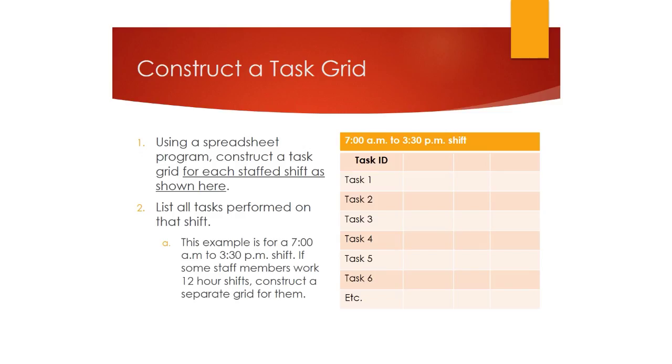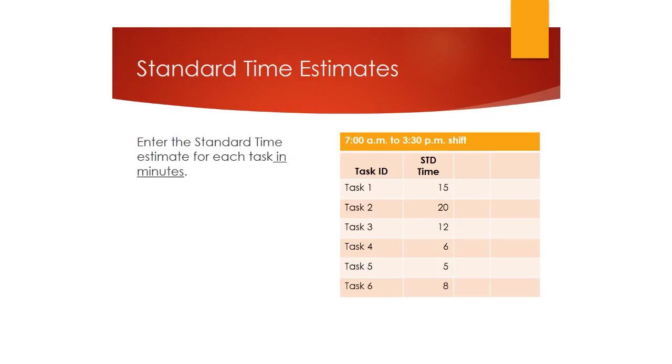Using a spreadsheet program such as Excel, construct a task grid for each staffed shift as shown here. You'll be using the tasks developed in the task inventory process presented in April 4th Tip of the Week. List all tasks performed on that shift. This example is for a 7 a.m. to 3:30 p.m. shift. If some members work 12-hour shifts, construct a separate grid for them. In this step, you'll be using the standard time estimates developed in the Tip of the Week of April 25th. Enter the standard time estimate for each task in minutes.